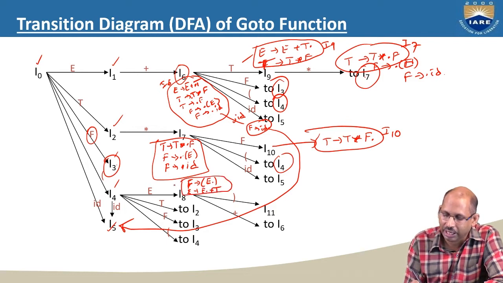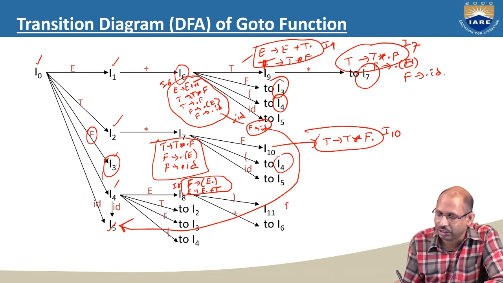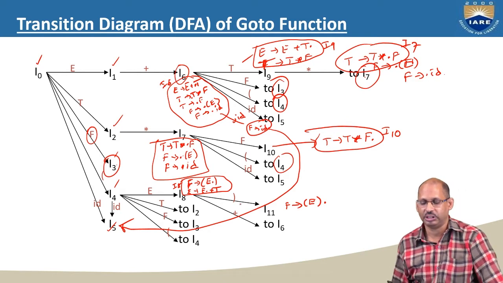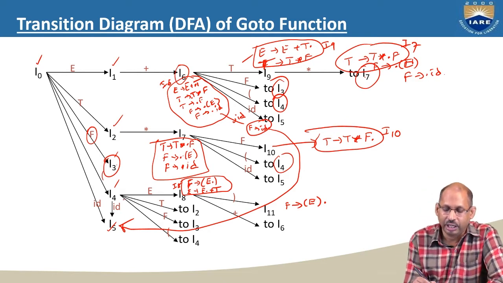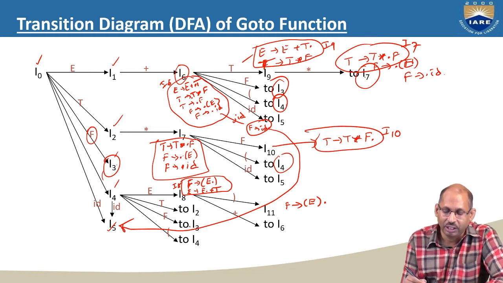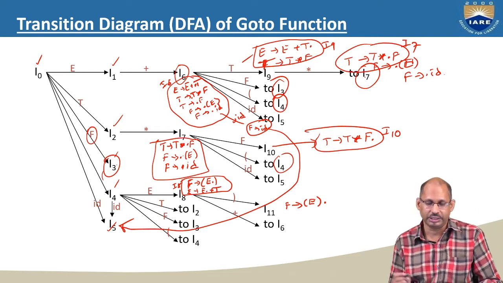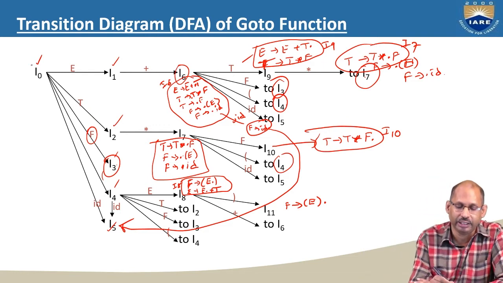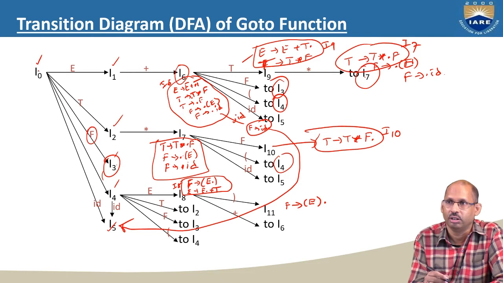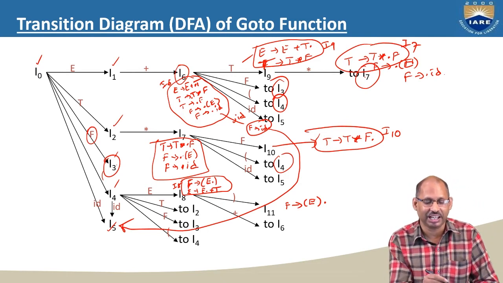This is I8. So I8 on right parenthesis gives I11. So it will be F gives left parenthesis E right parenthesis dot. Then here, plus sign will be I6. We'll get the same productions. Then here I4 will be got on T, F, minus I2, I3, I4 only. On ID it is I5 only. There are no more new closure sets. So here once again I am writing. So this is our I0.